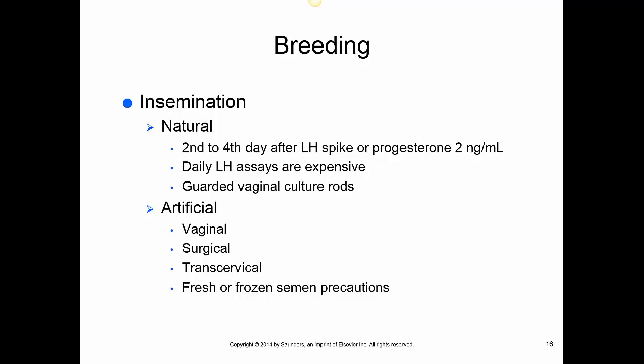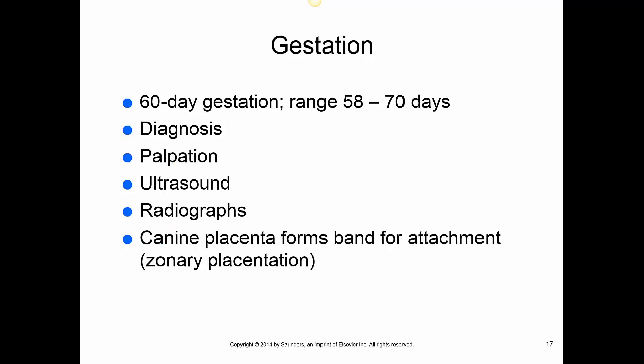Some of the ways that we do it artificially, the most common way is vaginal. We can do surgical, where we directly implant it into the oviduct or into the uterus. And we can also go through the cervix and do a transcervical artificial insemination. But the most common is usually the vaginal technique. Some people will do transcervical too, where they have a special type of pipette that goes strictly up into the cervix. Surgical is not done that often anymore.